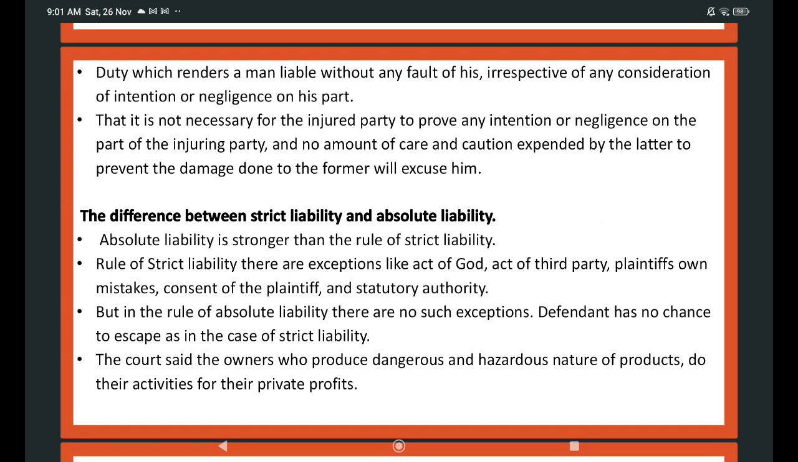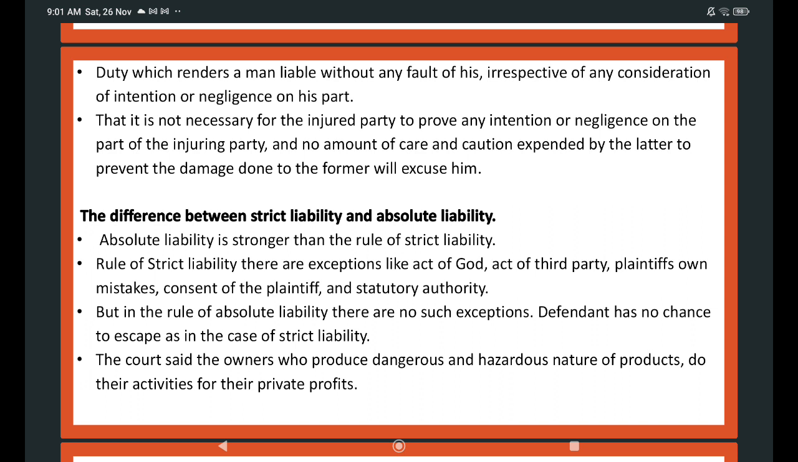The duty which renders a man liable without any fault of his, irrespective of any consideration of intention or negligence on his part, is very important. It is not necessary for the injured party to prove any intention or negligence on the part of the injuring party, and no amount of care and caution expended by the latter to prevent the damage will excuse him. Now, what is the difference between strict liability and absolute liability?